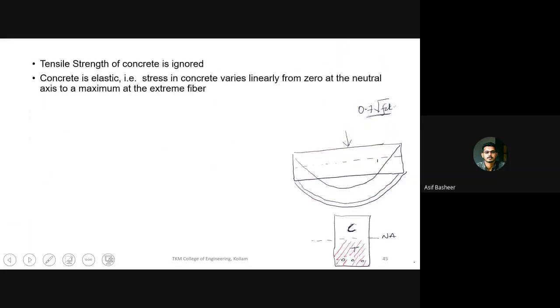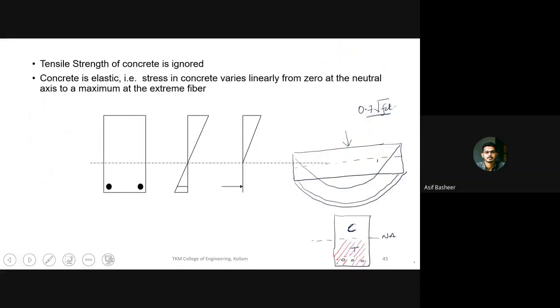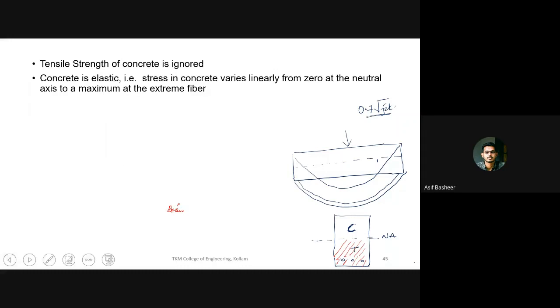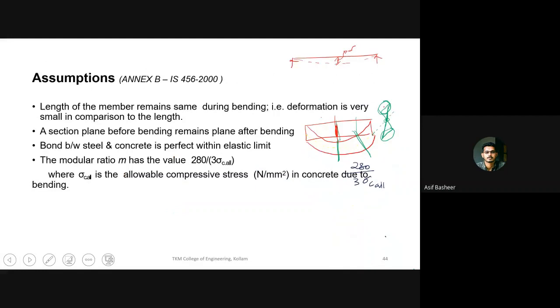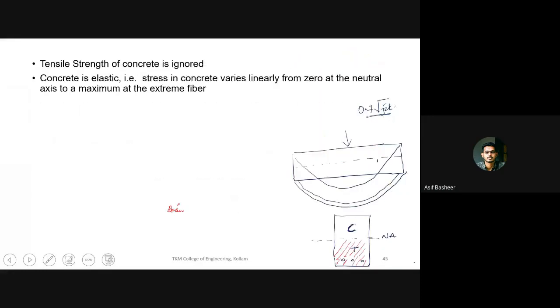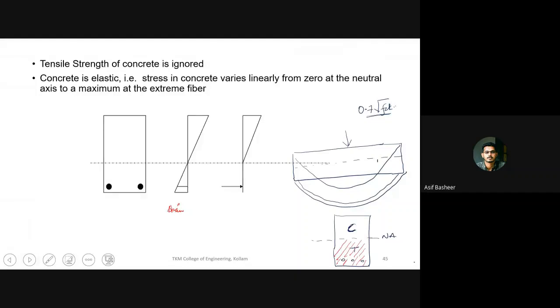Okay. The next is, if I'm drawing the stress strain curve for concrete, or the RC structure, this is a strain variation as your first assumption. The second assumption is that a section plane before bending remains plane after bending, which means the strain variation is linear.